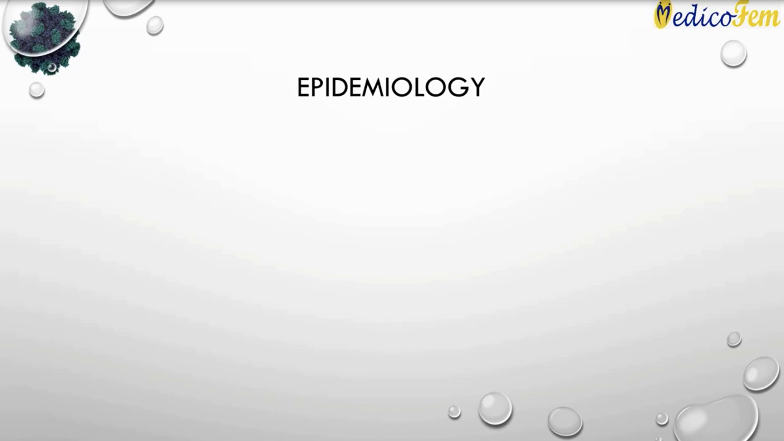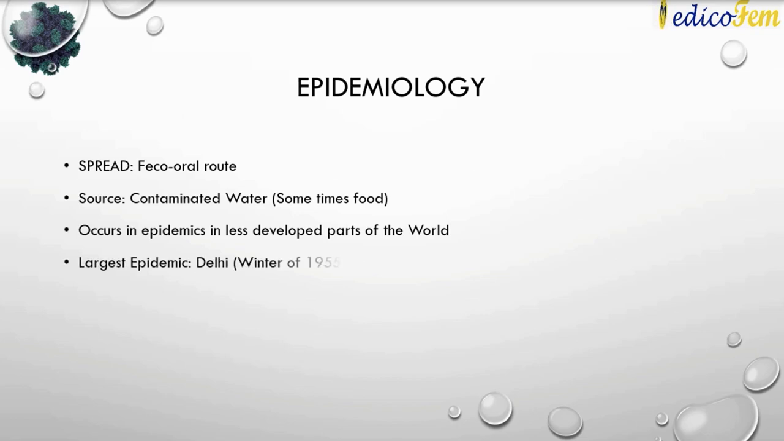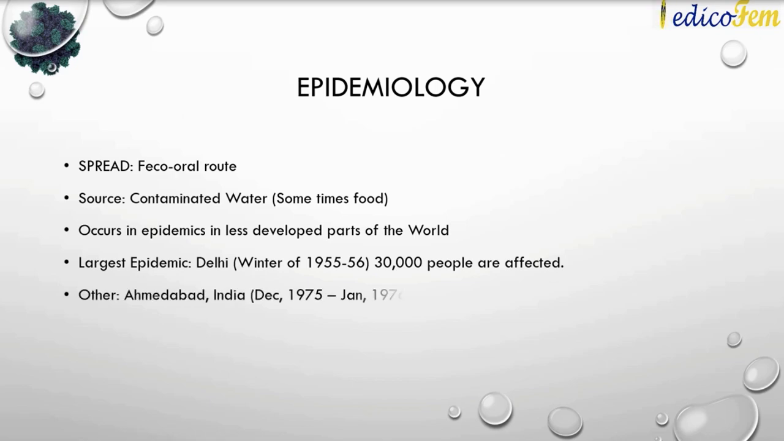The epidemiology. Hepatitis E virus spreads by the fecal-oral route, especially by contaminated water. Hepatitis E has been shown to occur in epidemics, endemics, and sporadic forms, mostly in the less developed parts of the world. The largest such epidemic occurred in Delhi during the winter of 1955 to 56, following a breakdown in the water supply and sewage systems of Delhi, affecting over 30,000 persons. A similar epidemic of hepatitis E occurred between December 1975 and January 1976 in Ahmedabad city in India.